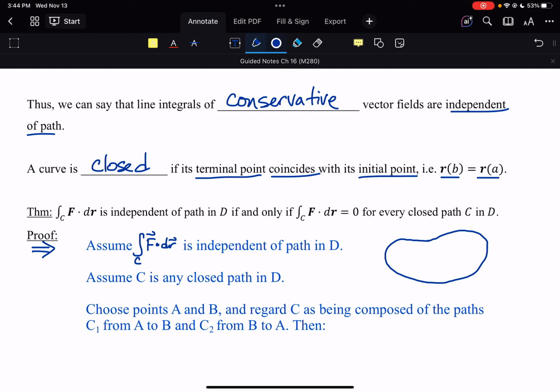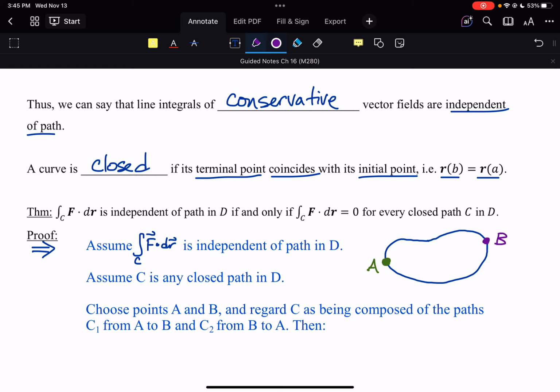The way that we're going to approach this is we're going to break this closed curve up. We're going to choose points A and B, and these are, again, completely arbitrary. The point A will be somewhere right there, and the point B will be somewhere over here. They don't have to be across from each other. They could be right next to each other. They could be anywhere. So choose points A and B, and regard C as being composed of the paths C1 from A to B and C2 from B to A.